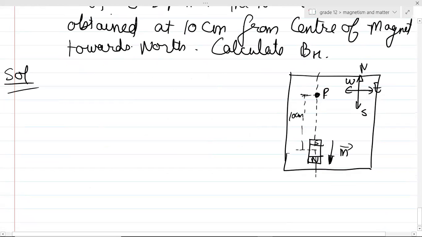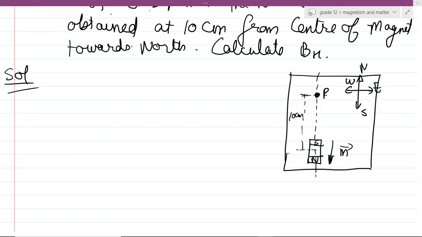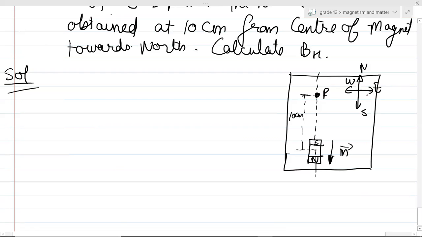First of all, can anyone tell me what will be the direction of the magnetic field acting at this particular point? What will be the direction of the horizontal component of Earth's magnetic field at this point, because it's on the surface? Will the horizontal component of Earth's magnetic field point towards north? So will it be like this? We know that the horizontal component of Earth's magnetic field points towards the north direction, right?